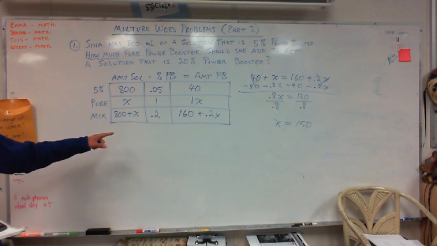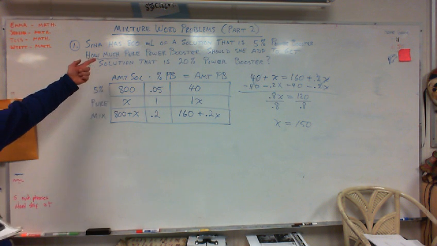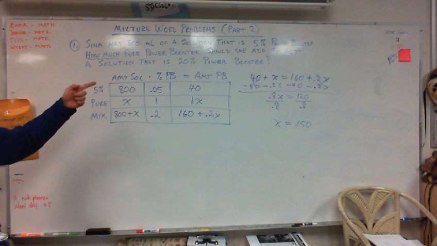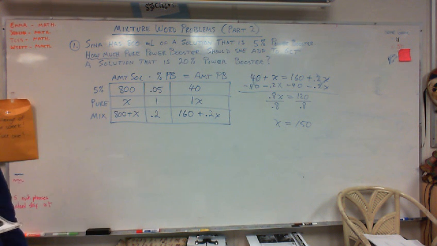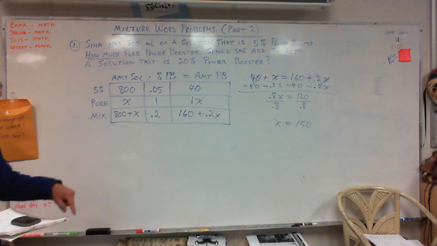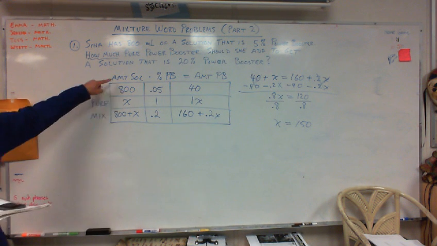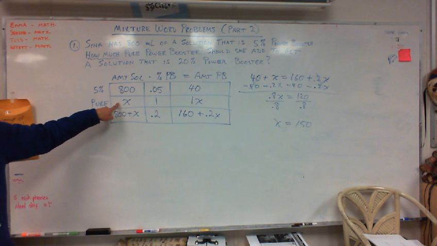Okay. So now what's my answer? I go back and I look. It says how much pure power booster should she add to get a solution that's 20% power booster? We're talking milliliters. That's what we've been dealing with. So how much? 150 milliliters. That's the amount of pure. I just have to look at my box.